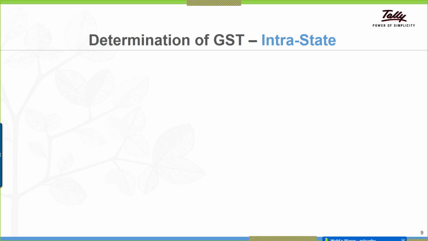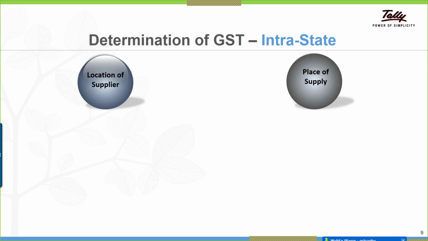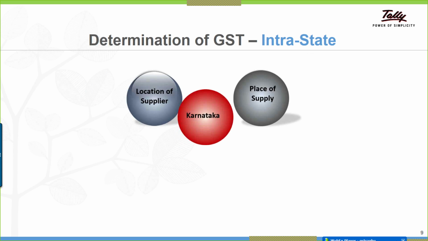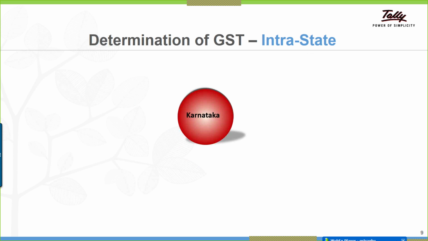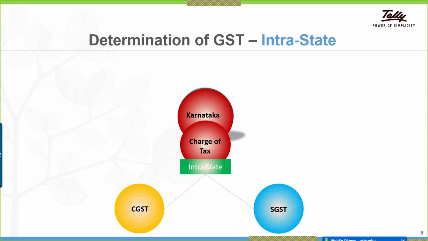Determination of GST, intrastate. How will you understand what kind of tax you need to charge if it is intrastate? Intrastate is nothing but within the state. GST looks at the location of the supplier and the place of supply. Based on the place of supply, you need to charge tax. If both are in one state, assume that both buyer and seller are in Karnataka, then the tax charged is CGST and SGST. See, for all the commodities, the tax has already been declared, correct?